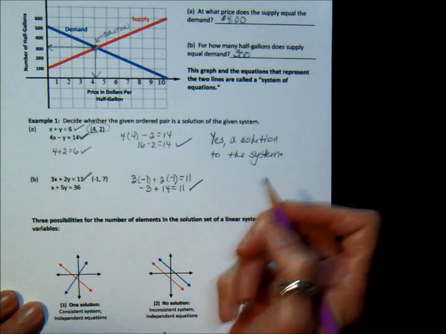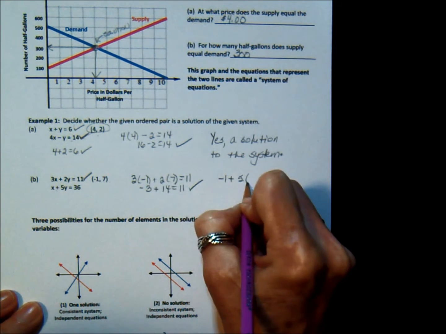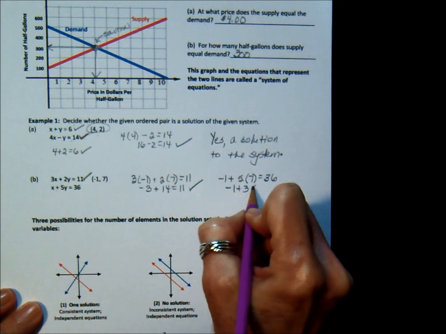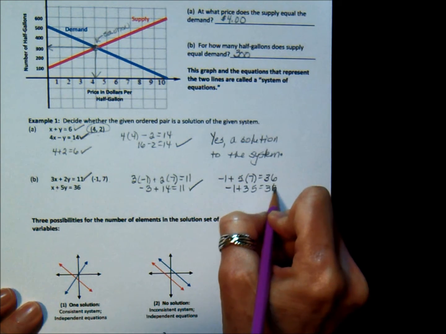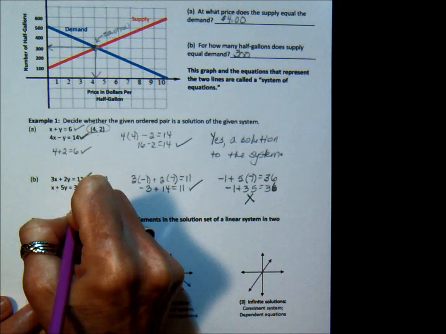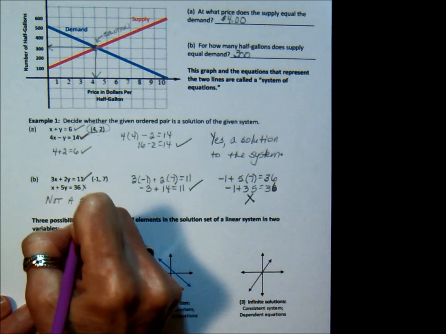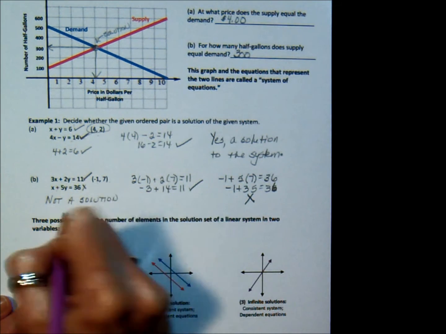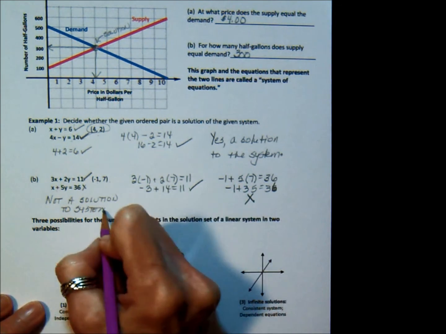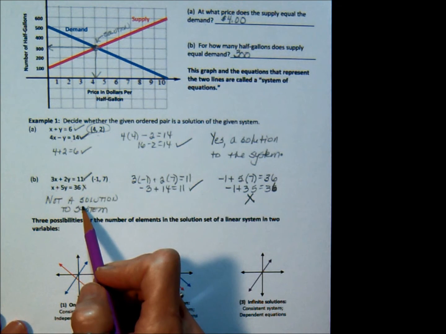Now we're going to check the second equation. Take out the x, put in a -1, plus 5, take out the y, put in a 7. Does -1 plus 35 equal 36? Oops, 36, sorry. It does not. So this point is not a solution to this equation. Therefore, it is not a solution to the system, even though it was a solution to the first equation, because it was not a solution to the second equation. So in order to be a solution to the system, it has to solve both equations.